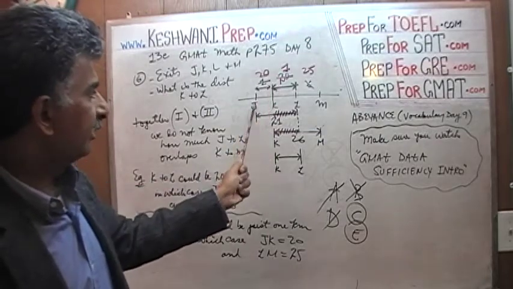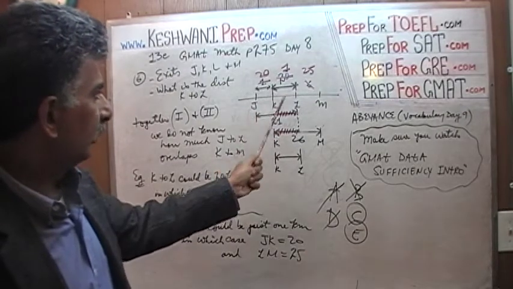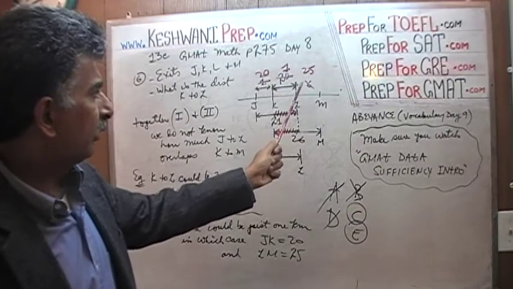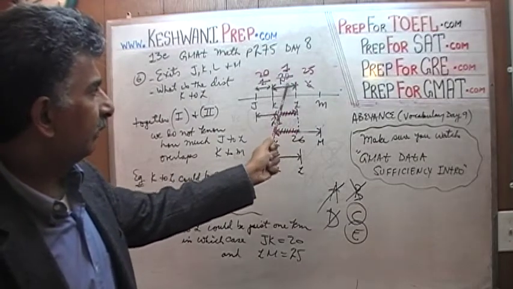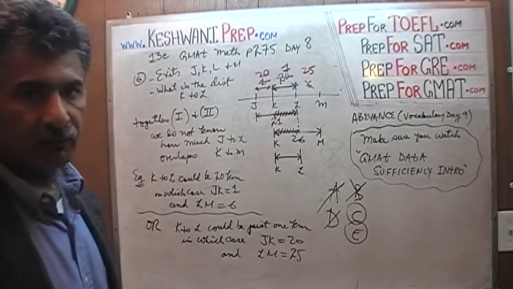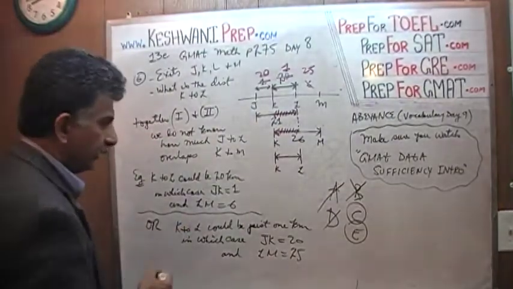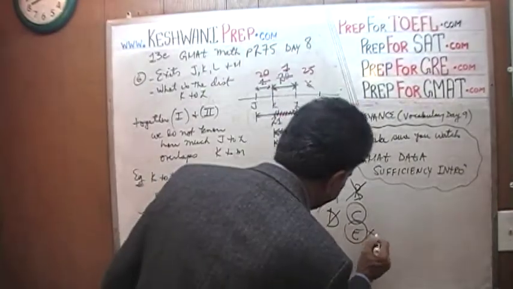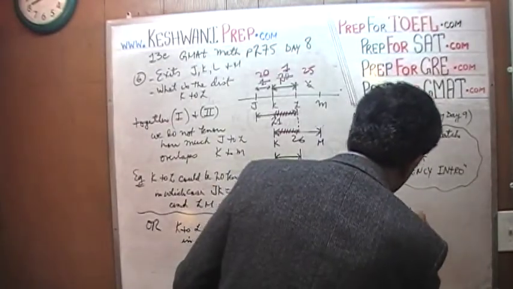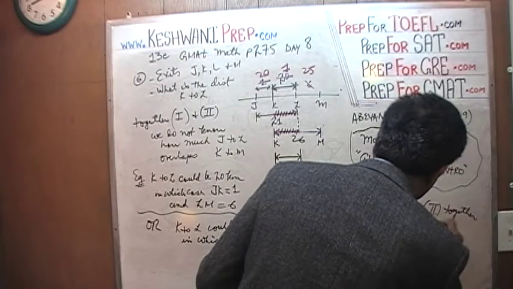In either case, J to L is 21. That doesn't change. We haven't changed anything. In either case, J to L is 21, and in both cases, K to M is 26. You can have 1 plus 25, or you can have 20 plus 6. 20 plus 6 is 26, and 1 plus 25 is 26. In both cases, it is 26. We do not know how much they are overlapping. Therefore, putting them together is not enough. The answer is E. 1 and 2 together are not enough.